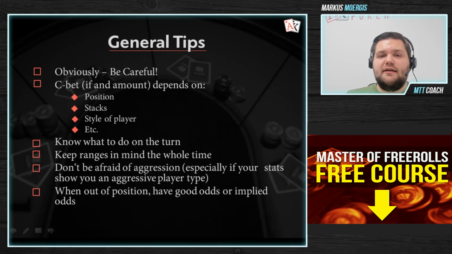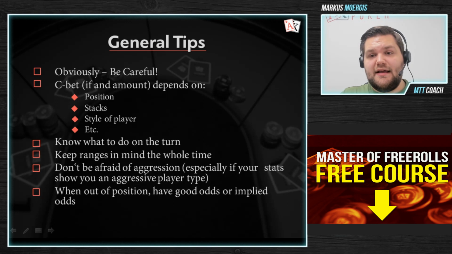So, some general tips. Of course, as always, if you only have draws, don't overplay them versus most of the players, depending on the player type, but be careful in those situations. If you're in position and you bet, it should depend on your position, your stack, the style of player you are, and the style of your opponent. Also the stage of the tournament, for example if it's a PKO or not, if it's a rebuy or not, and all those things. Of course, always know what to do on the turn and have a plan for the later streets, or if you bet, have a plan for when you get raised, for example.